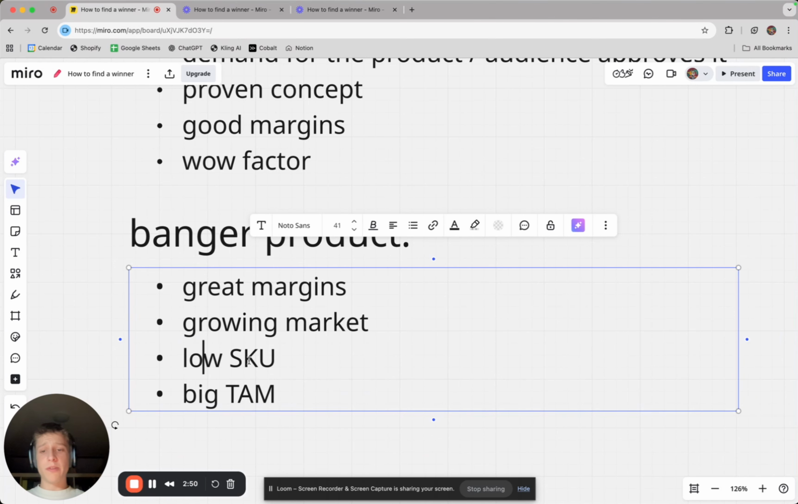This one is going to be very important, especially for brands or when you want to scale and actually buy stock up front. And then the last thing, if you want to scale very big, you want a big TAM, which is total addressable market. So basically how many people can buy your product. If you want to scale to like multiple seven figures, it's going to be difficult if you have a small TAM.